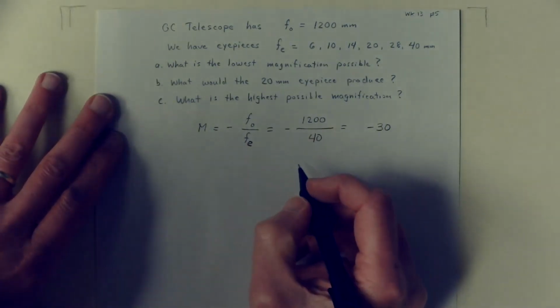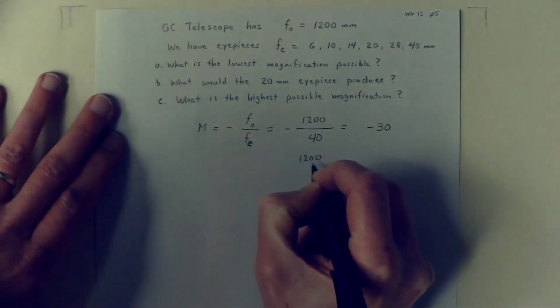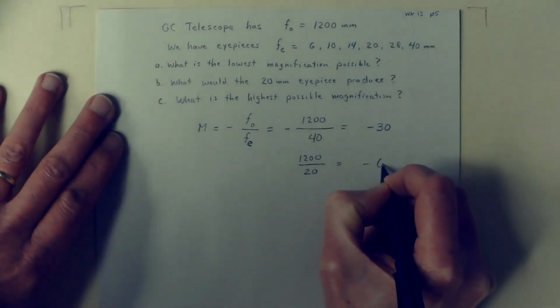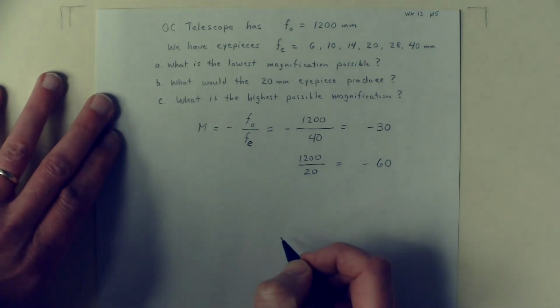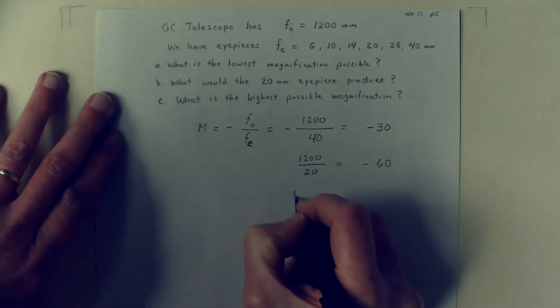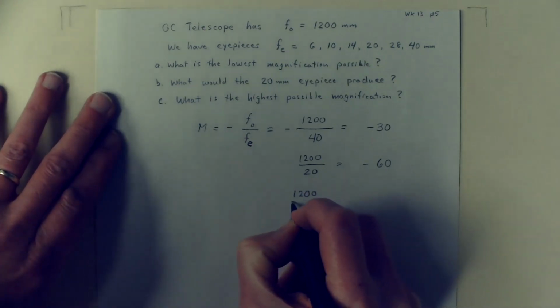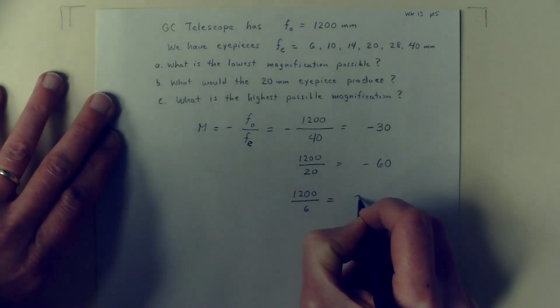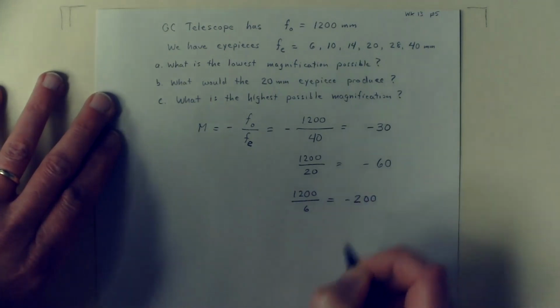What about the 20 millimeter eyepiece? 1200 divided by 20, that's going to give us a magnification of 60. And what's the highest magnification? That would come from our 6 down here, and that would be 1200 divided by 6. That would give us a magnification of 200.